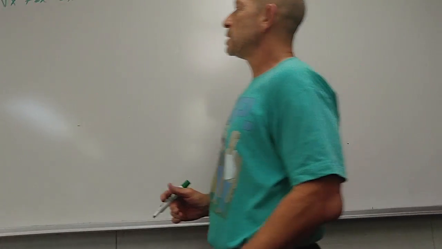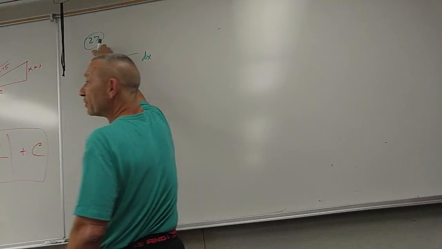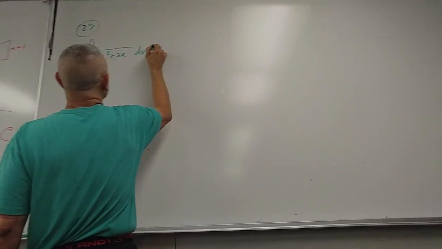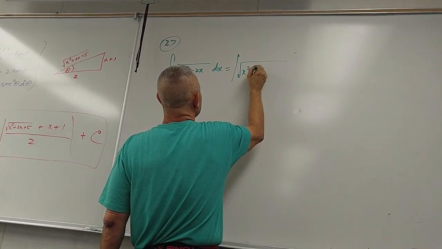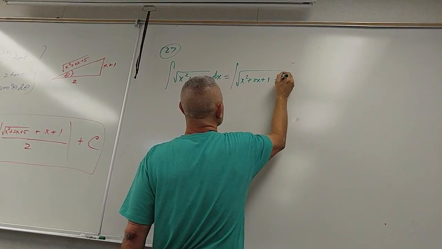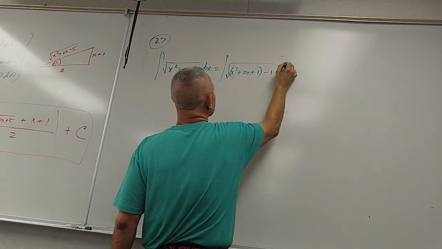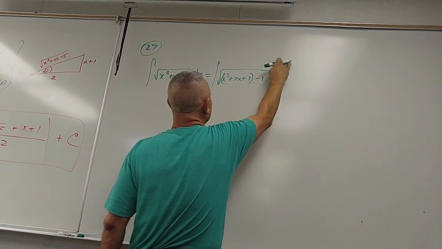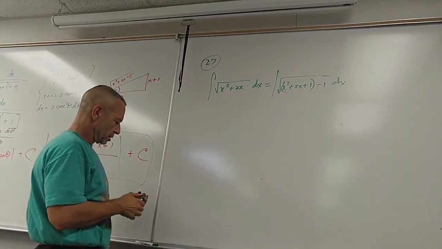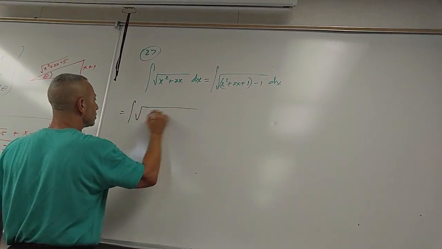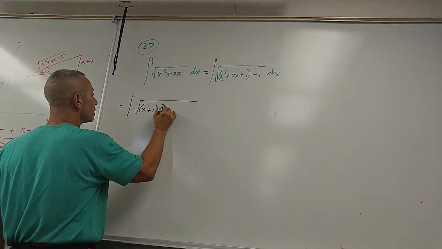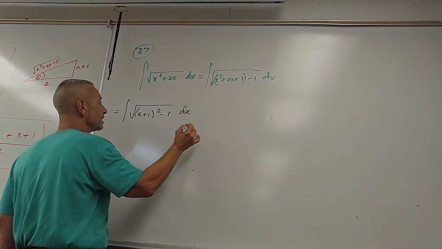However, it's really easy to complete the square. Are there limits of integration? No. So it's really easy to complete the square, however. I need to add 1, so just add 1 and subtract 1, all under the radical, of course. So this is the integral of the square root of (x plus 1) quantity squared minus 1 dx.